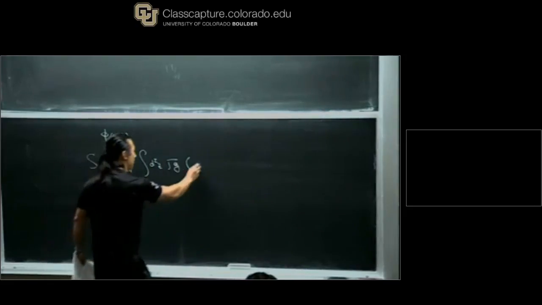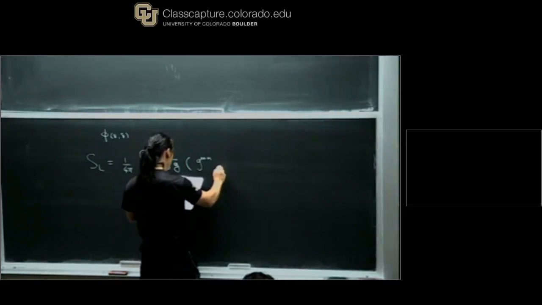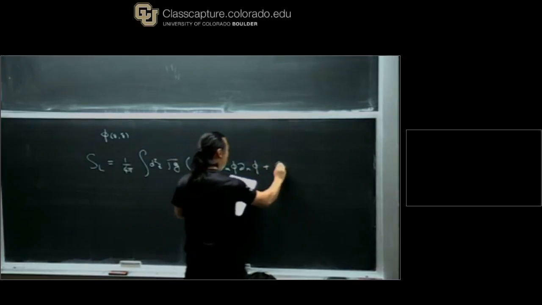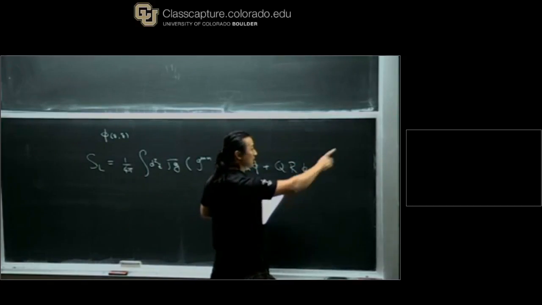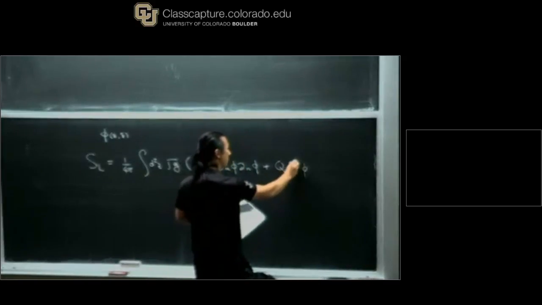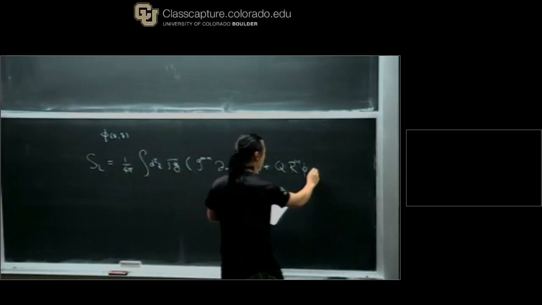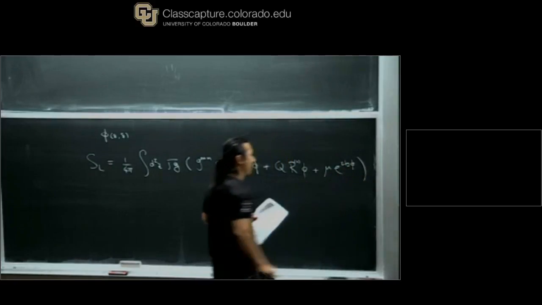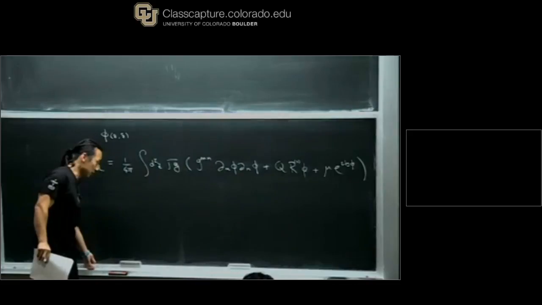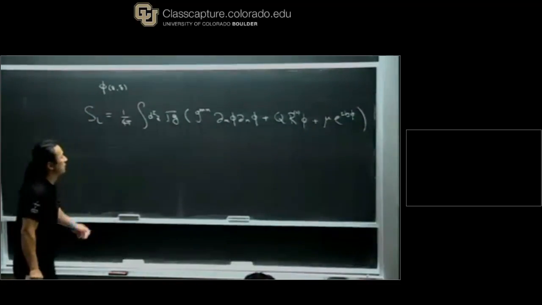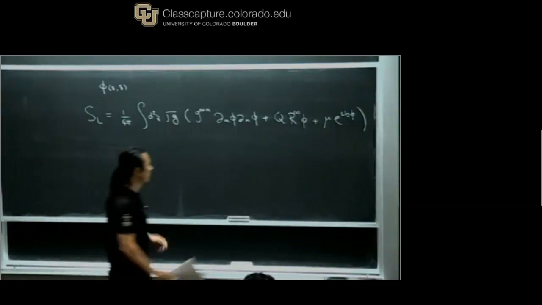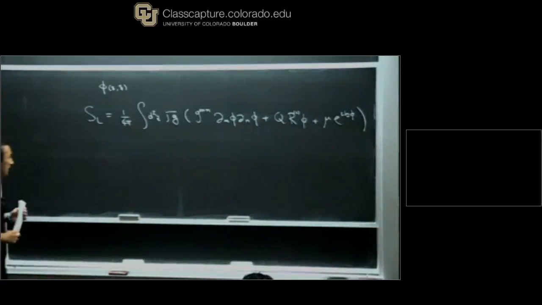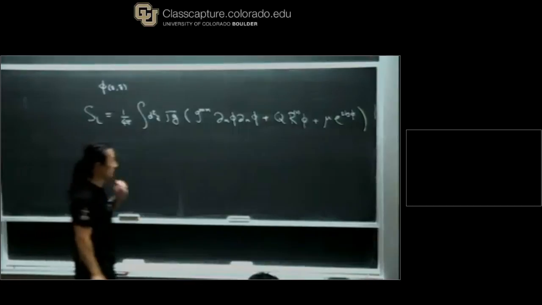So in this case, in the background metric g_mn in 2D, I write it like this, plus Q R phi, where Q is the same Q, R is the 2D scalar curvature of the background metric, plus some coefficient mu times a potential term e^{2b phi}. If you didn't have this, this free Lagrangian defines the so-called linear dilaton theory.